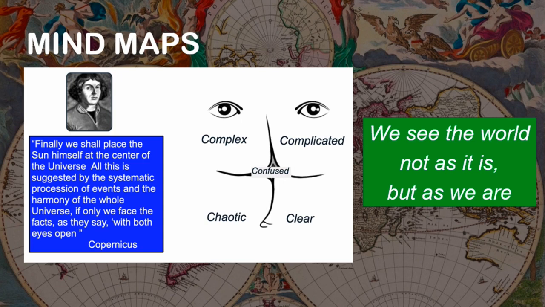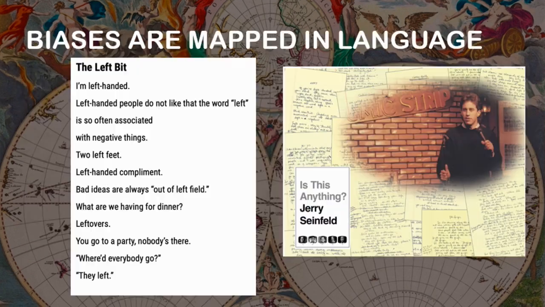We see the world not as it is, but as we are. We need to face the facts with both eyes open. Beliefs and paradigms can turn into cognitive biases. The everyday language we speak can unconsciously express those biases. Comedians like Jerry Seinfeld know this very well and exploit the opportunity to make us laugh. If you're left-handed, this bit from his book probably resonates with you.